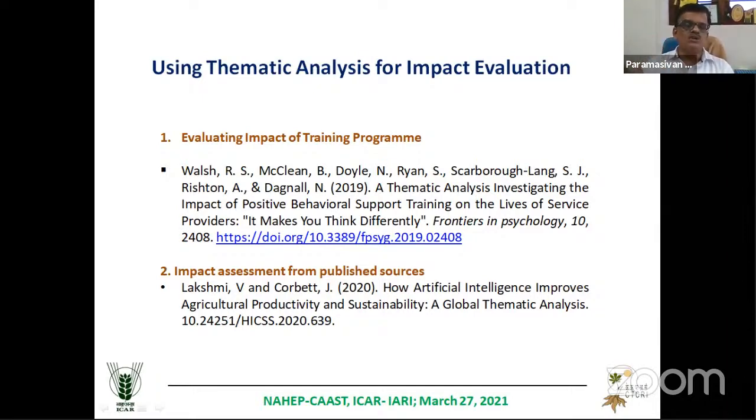Like good governance, and livelihood is one thing which cannot be directly quantified, though we have some economic indicators for livelihood assessment. You have to take the perspective of empowerment, different dimensions of empowerment. You can use thematic analysis, ask some open-ended questions, record it, and from the recording, the same questions you can ask to different people.